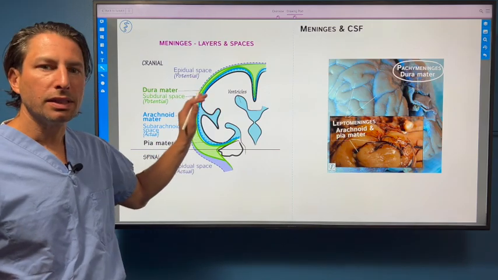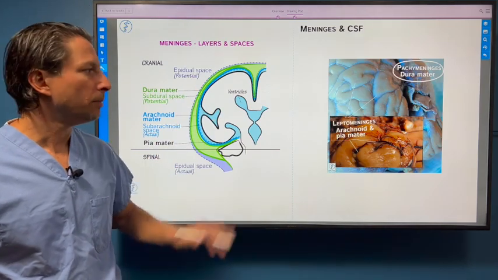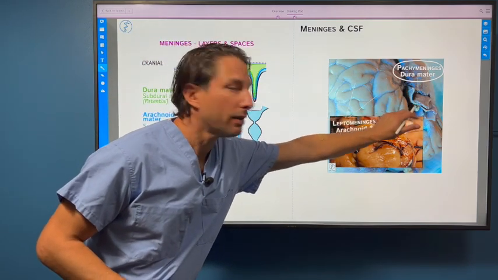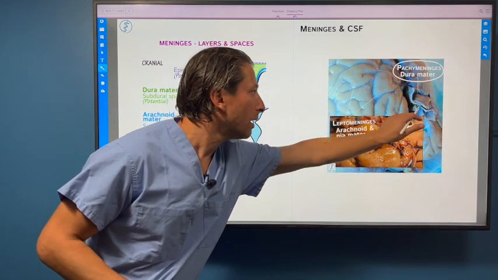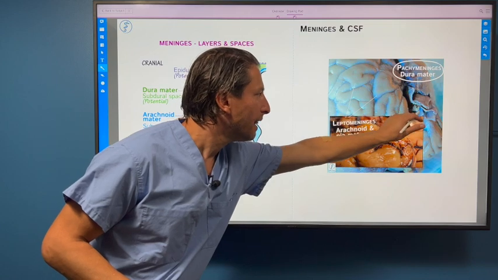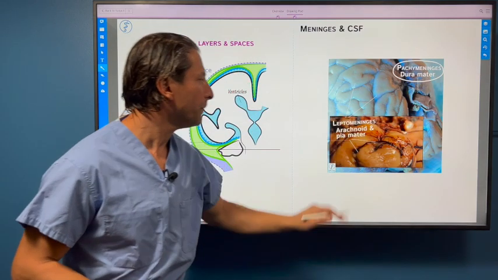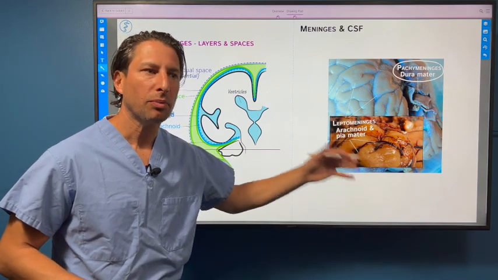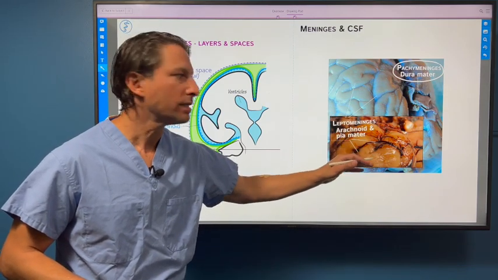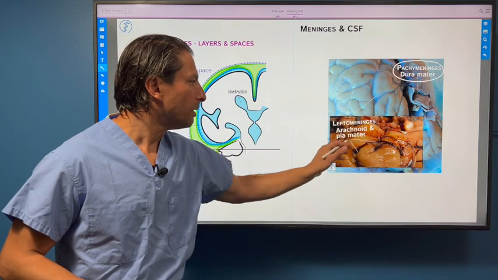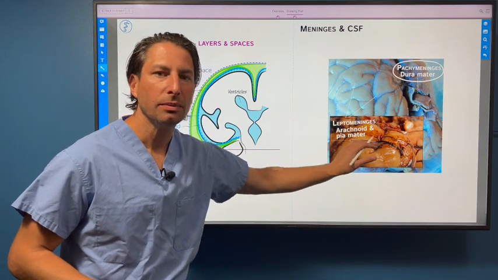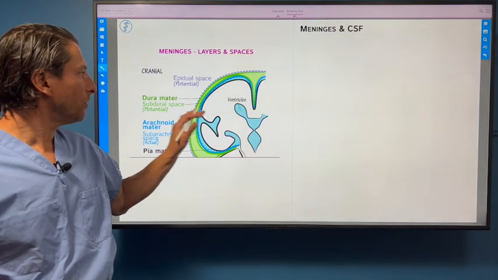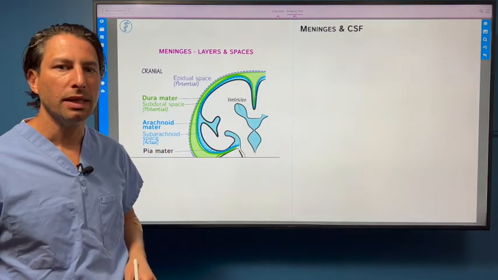These are the layers and spaces that we'll walk through in a second, but before we do, just wanted to point out when we're talking about the dura mater, this is what we are actually visualizing, this thick outer covering of the brain. We talk about the arachnoid mater and the pia mater. The pia mater is the parenchyma, the surface of the organ itself, and then the arachnoid mater is this translucent filmy substance that we can visualize here. So let's walk through these individual layers and spaces now.